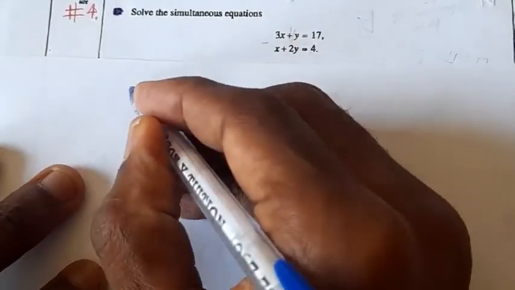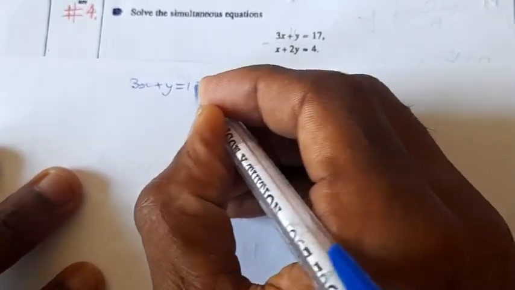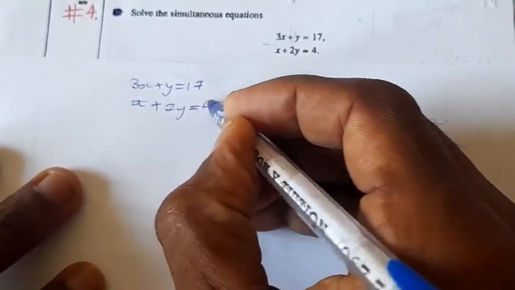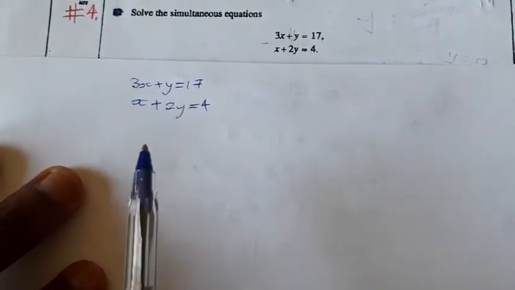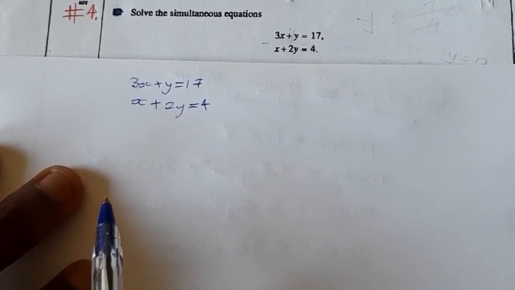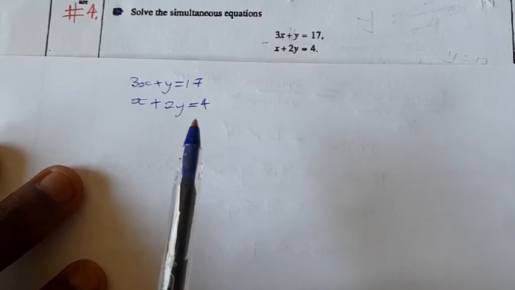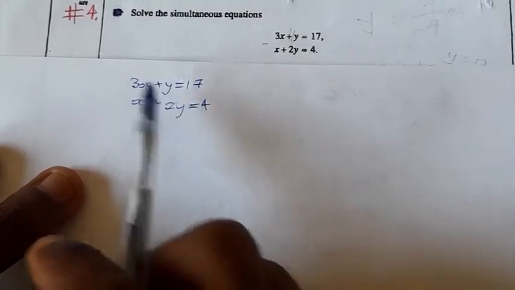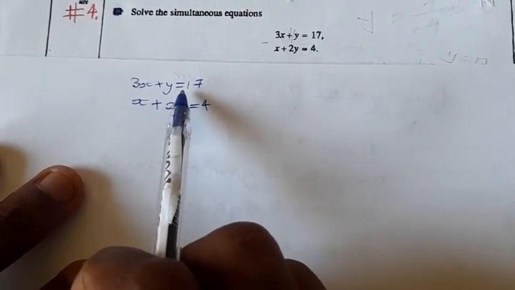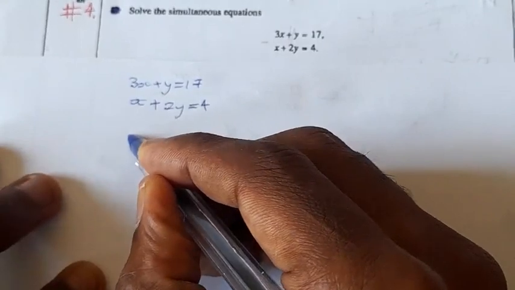Remember, we have 3x plus y is equals to 17 and x plus 2y is equals to 4. Which one are we going to use? Remember, we have two methods of solving the simultaneous equations: the elimination method and the substitution method. So, which one are we going to use right now? Let's use the first one, the one for 3x. So we are going to make y the subject of the formula. That's what we are going to start with first.